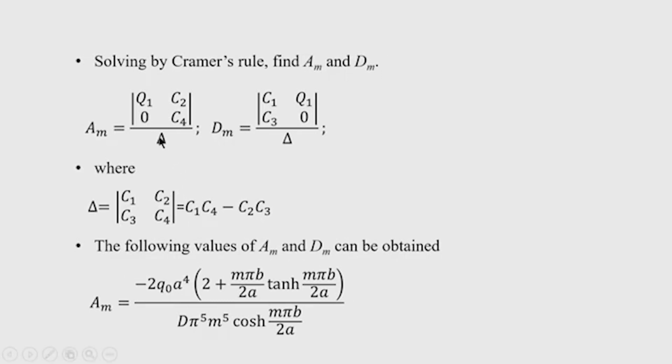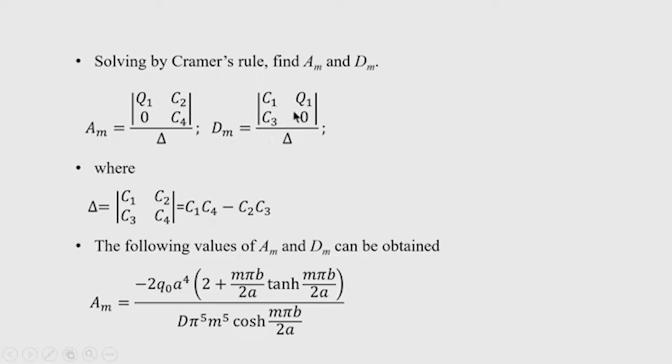It is a systematic procedure, and you can find that using Cramer's rule, the unknown constant a m becomes this determinant of Q 1 C 2, I am telling you row wise, so, Q 1 C 2 0 C 4 divided by delta. What is delta? Delta is the determinant formed by the coefficients associated with a m and d m. Two variables are there. So, a m and d m.